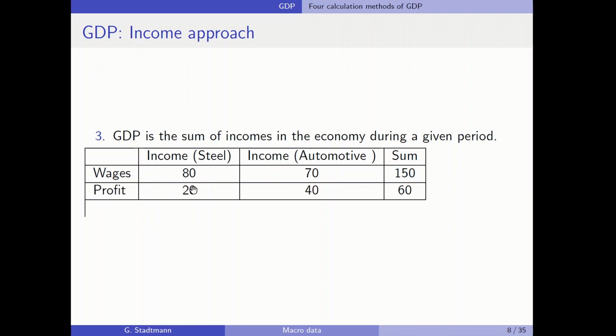20 units of profits are generated in the steel industry and 40 units of profits are generated in the automotive industry. So the profit is equal to 60. And when we now sum up the income generated in our economy, it's once more the case that the GDP is equal to 210.